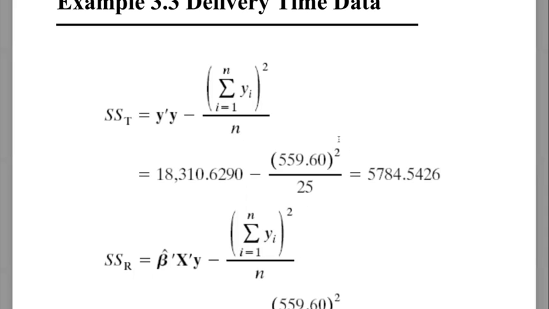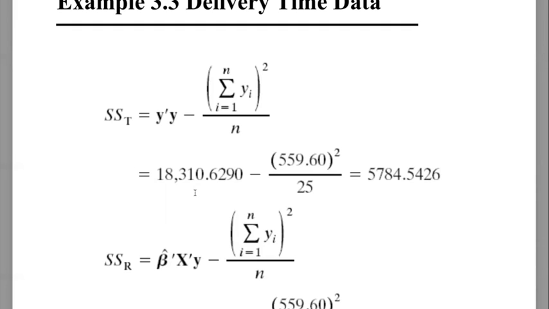You can see here that you add up the values in the y vector, in other words, add up the response values, square that sum, and then divide by n, which in this case is 25. So the sum of all the responses for all 25 observations is 559.6. We square that, divide it by n, which is 25, and subtract that from the uncorrected sum of squares of the y values.